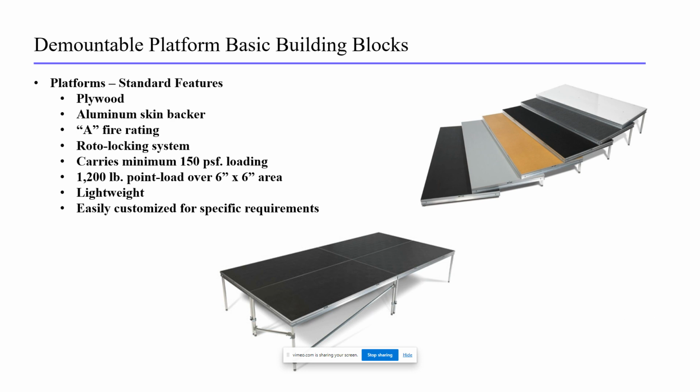Let's first talk about the most important building block of the demountable unit. That is a platform. It usually consists of a plywood deck with an aluminum skin backer. That aluminum skin provides a fire rating, a Class A fire rating for the entire platform. The platforms have a locking system to create a single monolithic surface. That's important both structurally and aesthetically, as well as just for serviceability, so you don't have tripping edges. We'll discuss that engineering part of it in later slides.